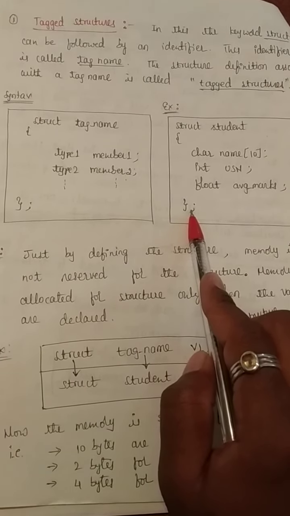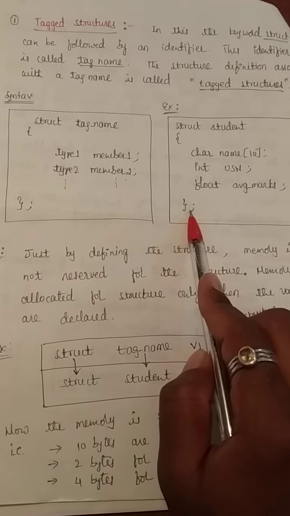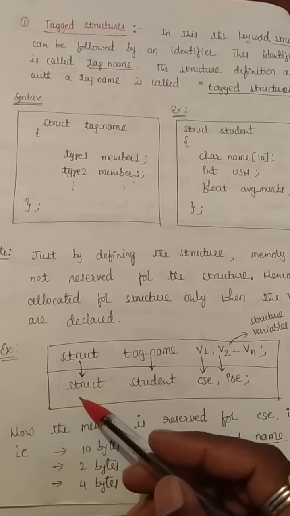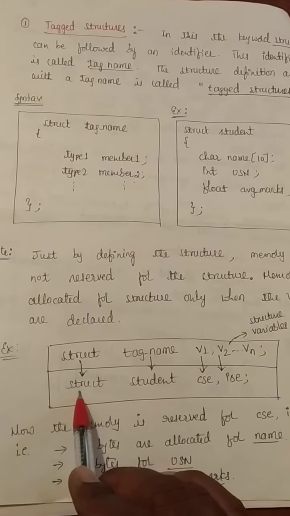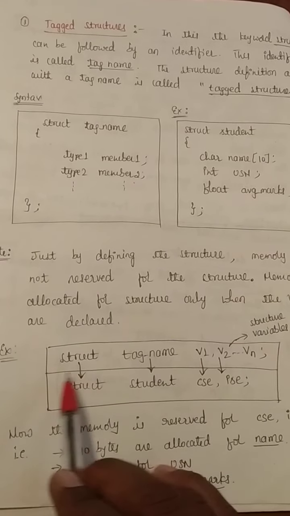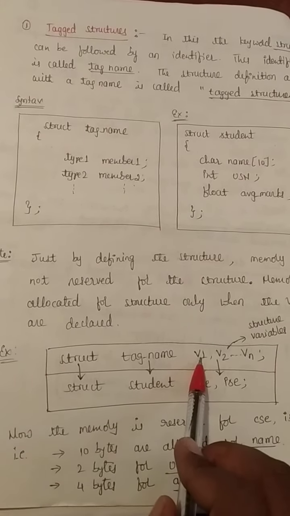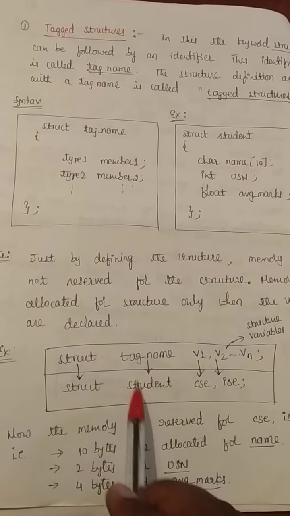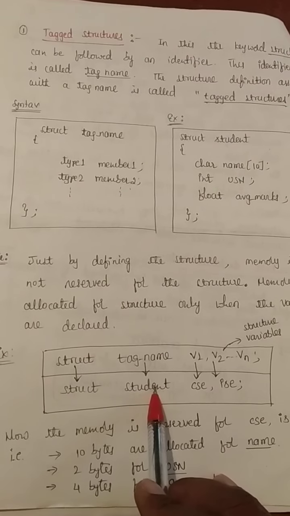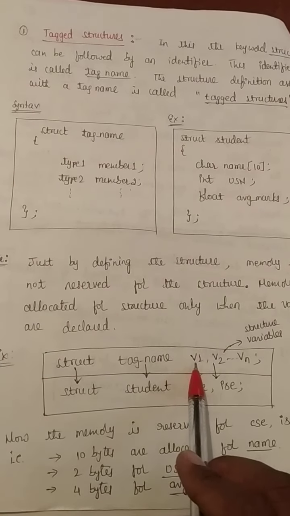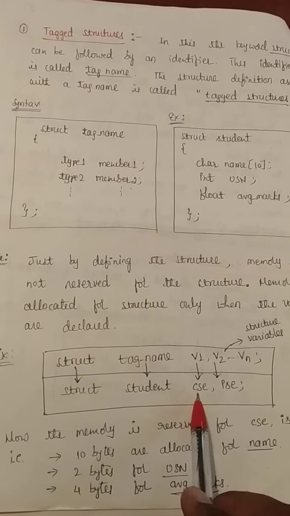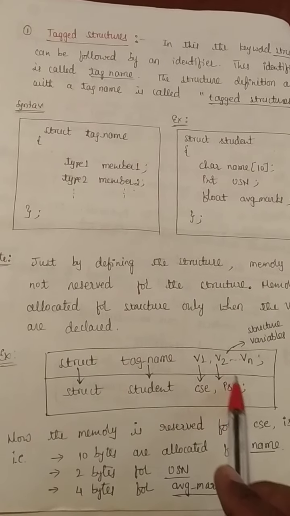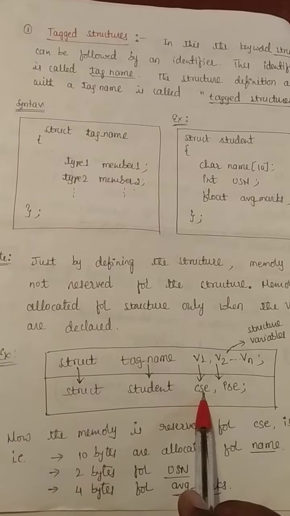See, structure variables you can initialize here, but for these tagged structures we are going to define the structure variables inside the main function. This statement we have to write inside the main function. The syntax for declaring structure variables is this one: struct tag name and structure variables list. Tag name is student and then n number of structure variables. Here I am going to declare two structure variables, CSE and ISE. CSE comma ISE. It means I have defined two structure variables, CSE, ISE.